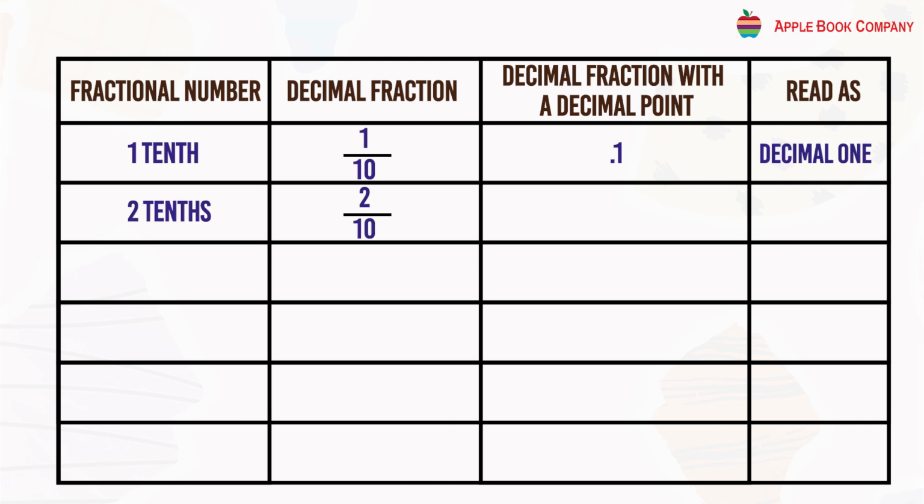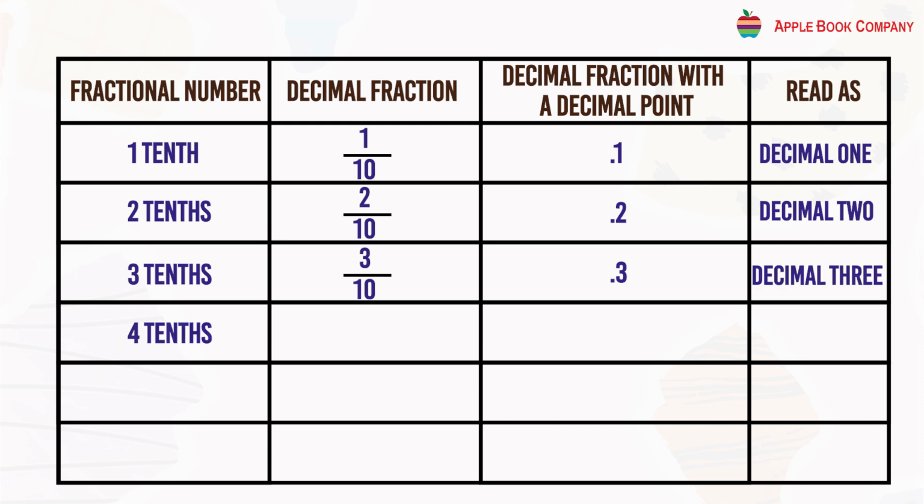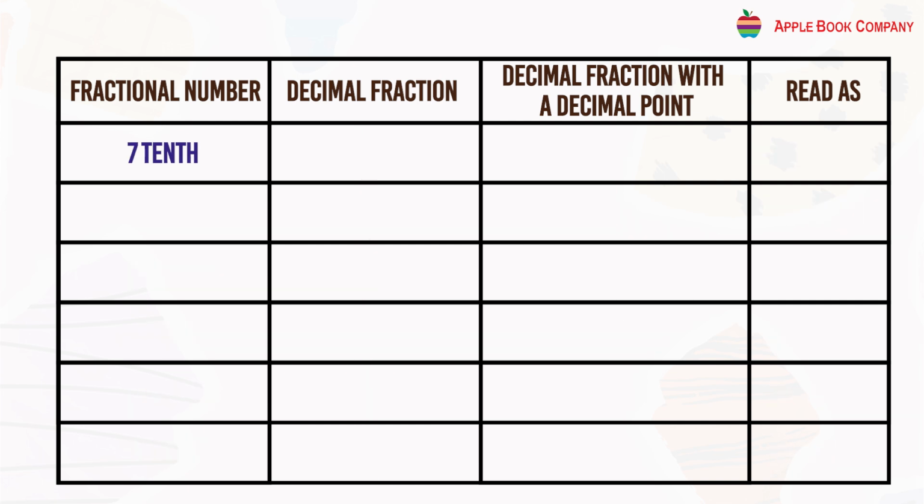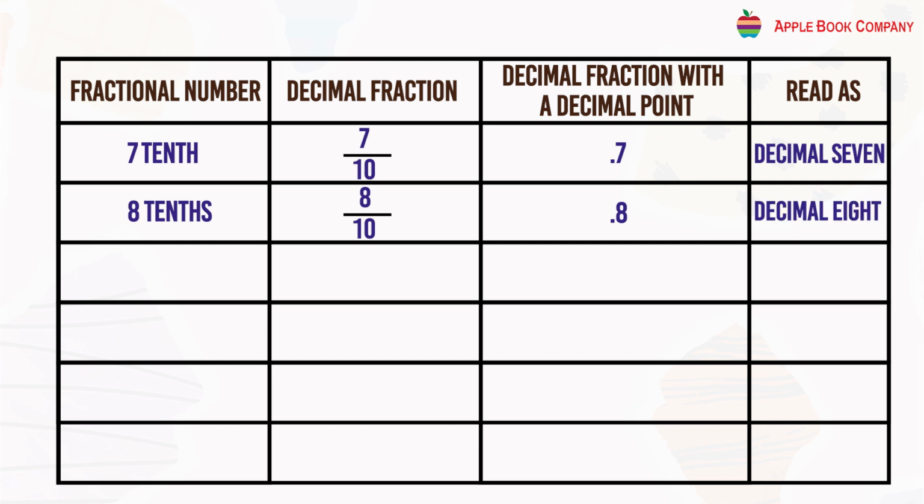2 tenths, 2 by 10, 0.2, decimal 2. 3 tenths, 3 by 10, 0.3, decimal 3. 4 tenths, 4 by 10, 0.4, decimal 4. 5 tenths, 5 by 10, 0.5, decimal 5. 6 tenths, 6 by 10, 0.6, decimal 6. 7 tenths, 7 by 10, 0.7, decimal 7. 8 tenths, 8 by 10, 0.8, decimal 8. 9 tenths, 9 by 10, 0.9, decimal 9.